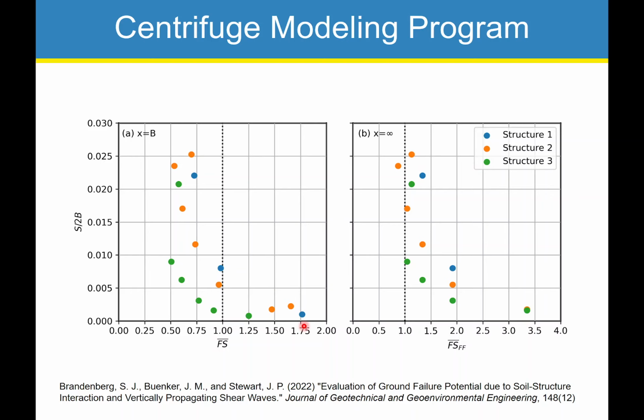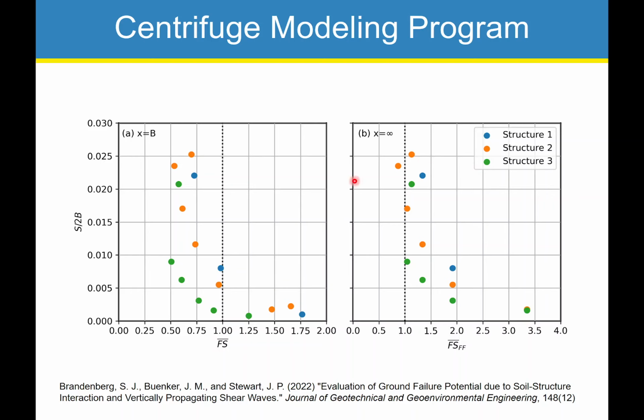Just for fun, we also did a free field analysis. So instead of accounting for the structural demands, we just looked at the free field ground shaking. And what we see is that the agreement here is not very good. All right, we see significant factors of safety higher than 1, in the range of 1 and 2, that are associated with big settlements, right?